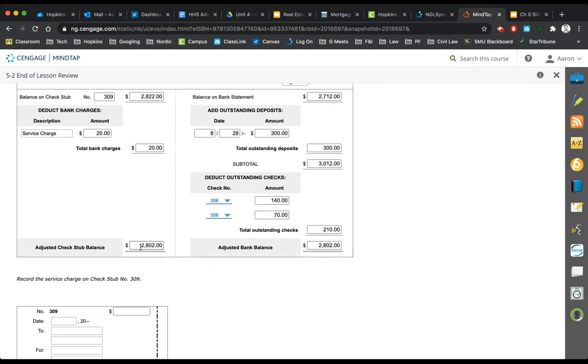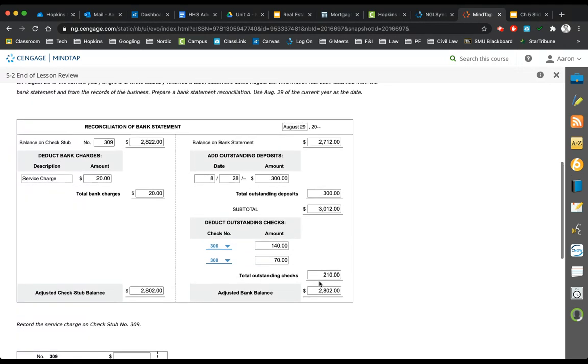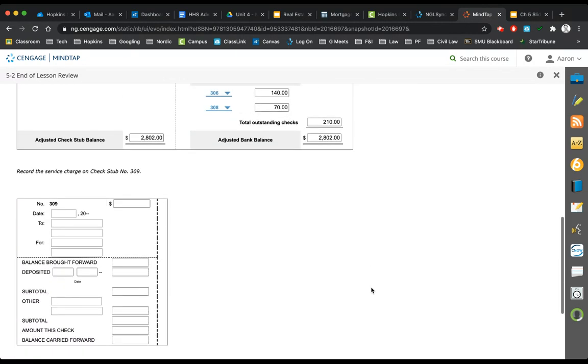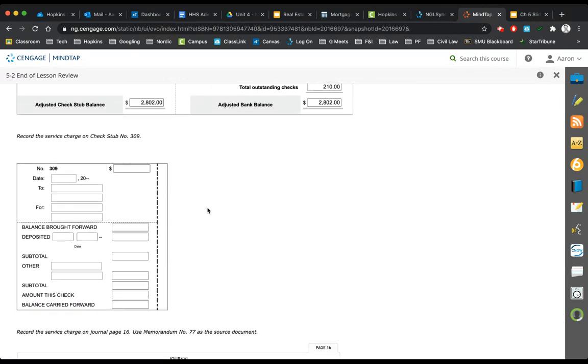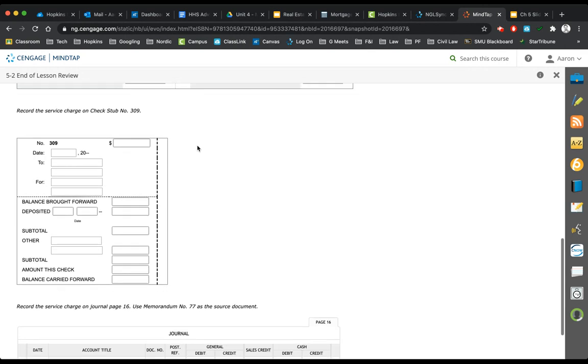Step 10. Do they match? Yes, they do. So we are good on the reconciliation. It just means that once we accounted for the bank service charge and the outstanding deposits and checks, our amounts do indeed match. So we don't have to take any further action. We're good.